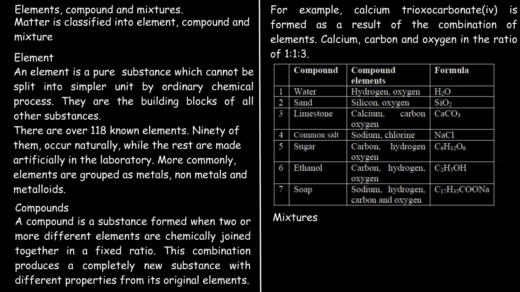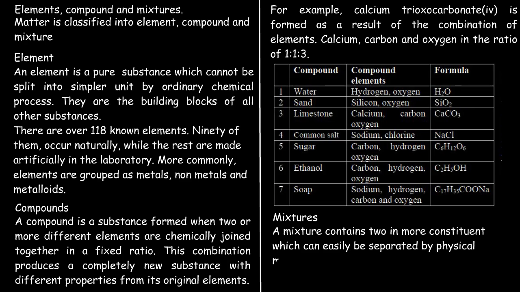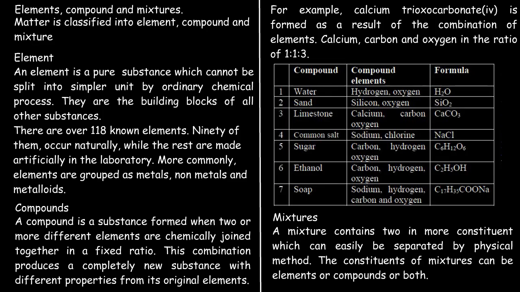Now, for mixture, a mixture contains two or more constituents which can easily be separated by physical methods. The constituents of a mixture can either be an element or a compound or both of them. Now, we are going to be ending our class here for today, but in our next class we will be discussing how mixtures are separated, that is, separation techniques for mixtures.